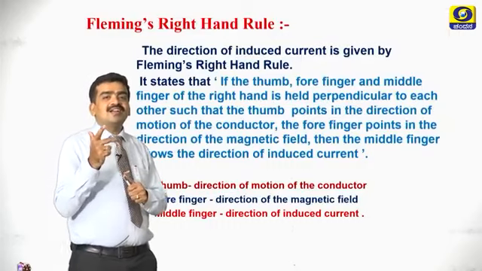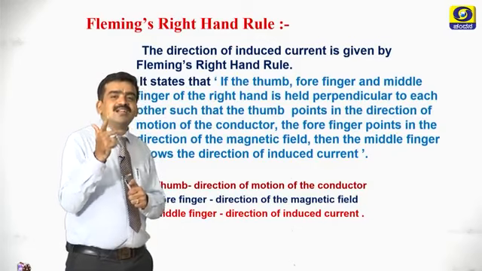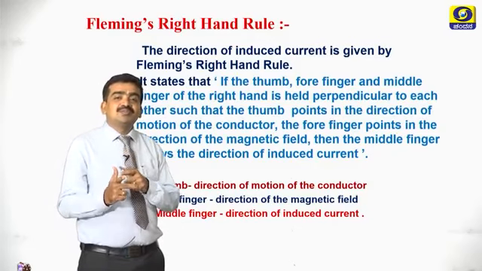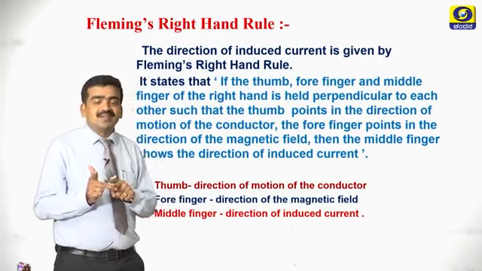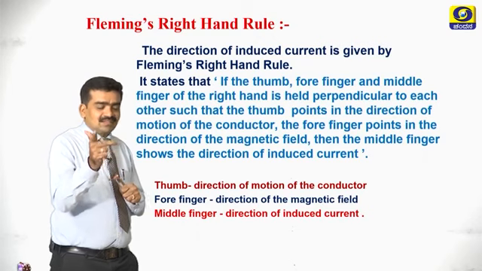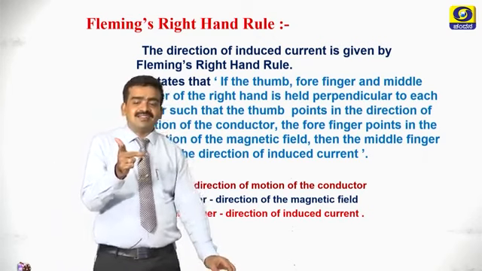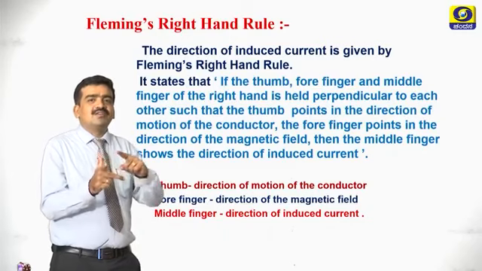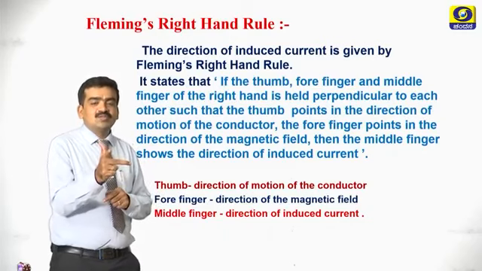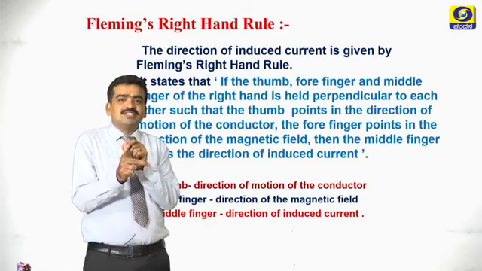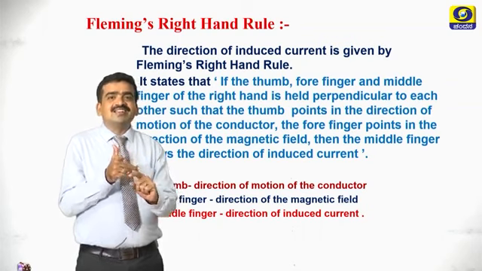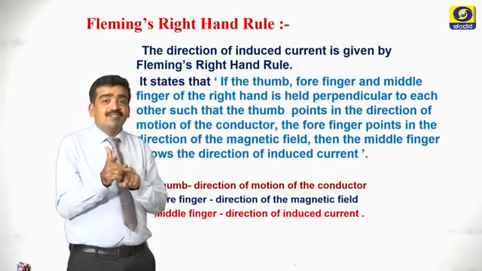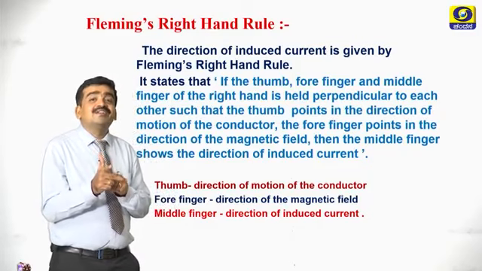Fleming's right hand rule helps us establish the relationship between the direction of motion of the conductor, the magnetic field and the induced current. So, what does it say? If you hold your right hand with three fingers, thumb, forefinger and middle finger, mutually perpendicular to each other, the thumb indicates the direction of motion of the conductor, the forefinger indicates the direction of the magnetic field, and the middle finger indicates the direction of the induced EMF.